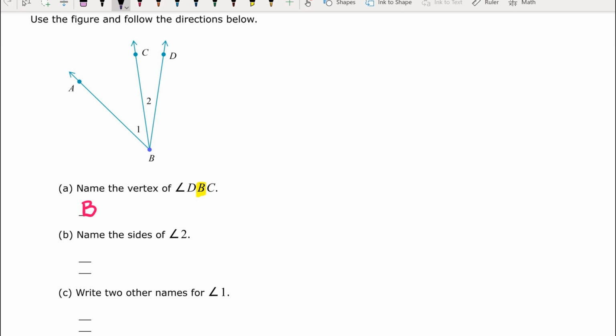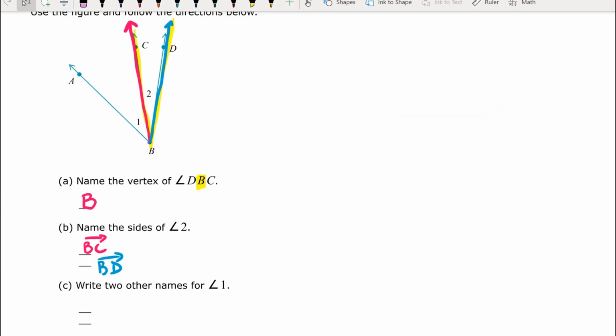Name the size of angle 2. So angle 2 is this angle. Angle 2 is made up of 2 rays. You have BC, one of the sides of angle 2, from B to C. Keep in mind that we start at the vertex, which is where the rays come out. And ray BD, B to D. Okay, they both come from the vertex.